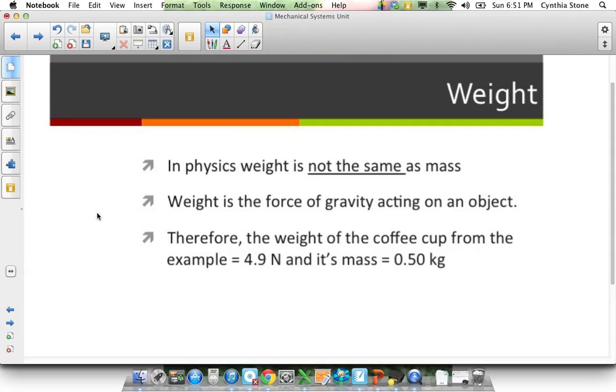If you're 150 pounds, your mass is 150 pounds. Put that into kilograms, your mass might be 70 kilograms or something. Okay? And that's your mass. It doesn't matter if you say it in pounds or kilograms, it's just mass. But weight is always measured in newtons. Okay? So the weight of my coffee cup is 4.9 newtons, while its mass is 0.5 kilograms.